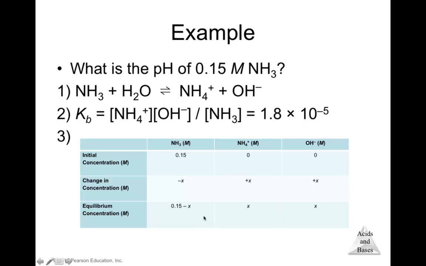And at equilibrium, the expression for NH3 will be 0.50 minus X, and the expression for NH4 plus and OH minus will be X. That means that if we determine X, we're also going to find the concentration of OH, because X represents the concentration of OH at equilibrium. So by having X, we determine the pOH and then the pH.